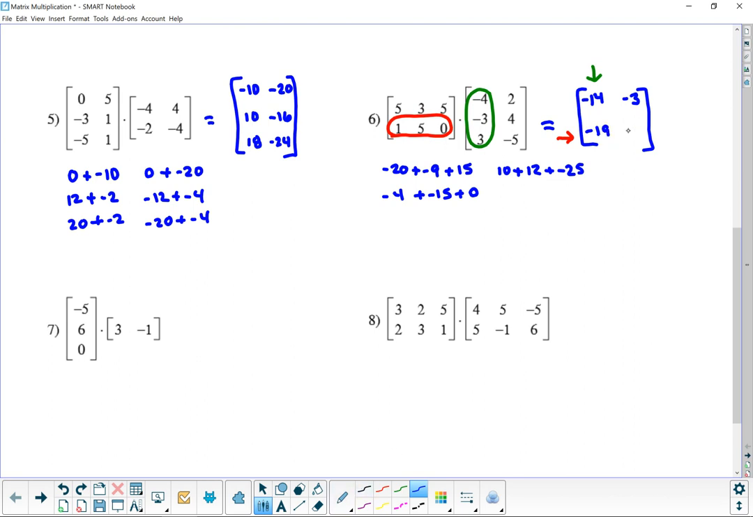Okay, and lastly, if I want this spot right here, I'm going to have to go to the second row, and I also need the second column. Okay, and do the math. So 1 times 2 is 2, plus 5 times 4 is 20, plus 0 times negative 5 is 0. So my total is 22. Okay, that's number 6.